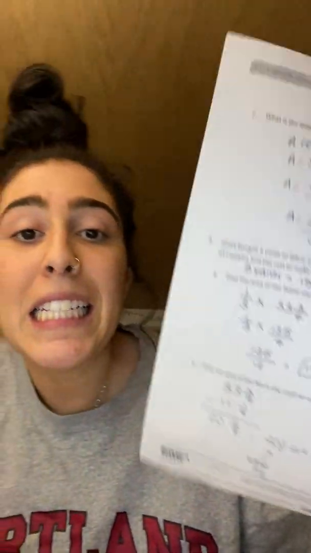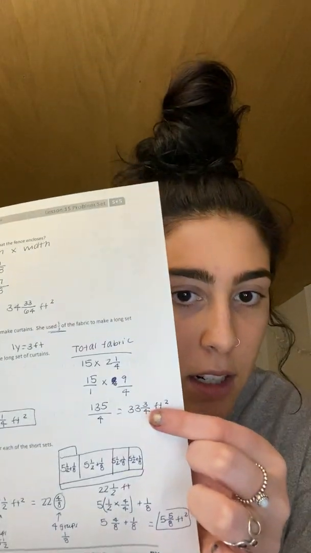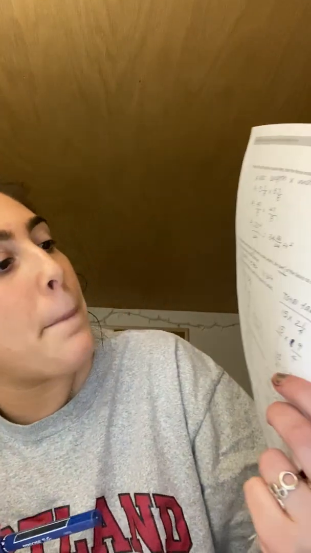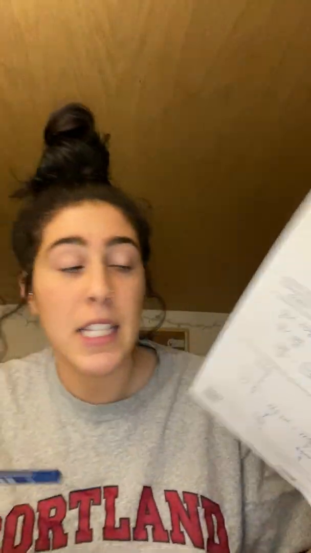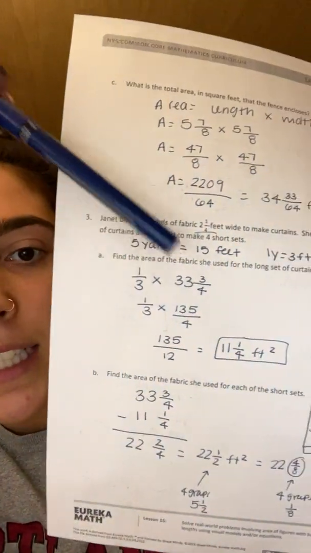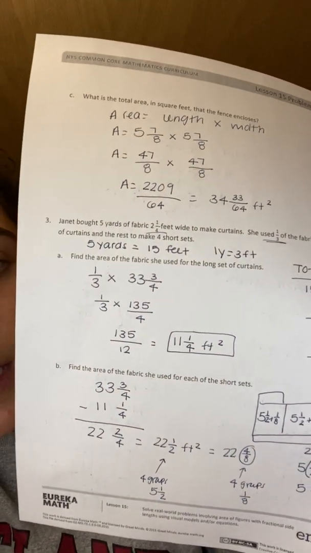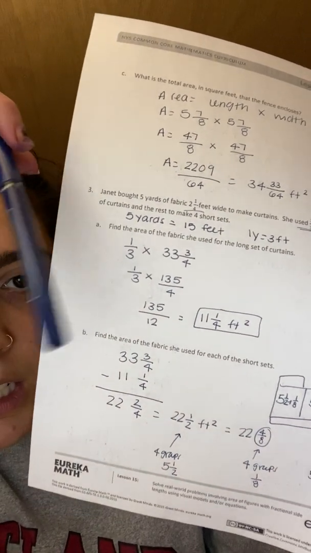squared. Now you're not done yet because it's asking us to find the area of the fabric she used for the long set of curtains. So it tells us in the problem that she used 1/3 of the fabric to make a long set. So now I'm going to take the total fabric that she has, this number that we got right here, and I'm going to multiply it by the 1/3 because that's the amount of fabric that she used to make the long set.